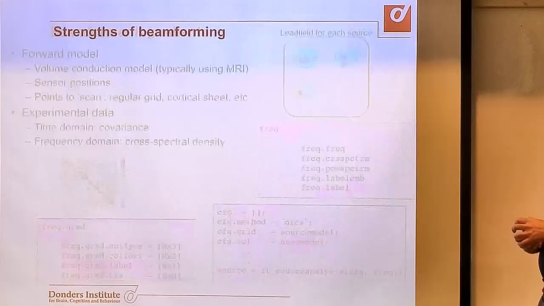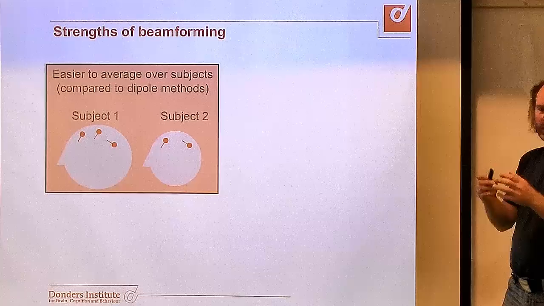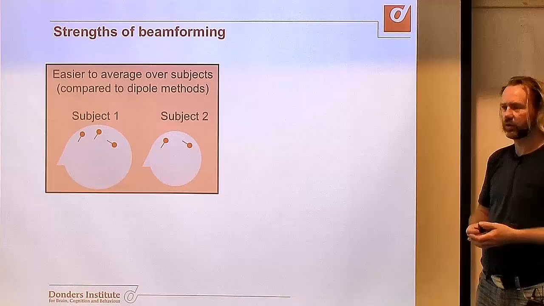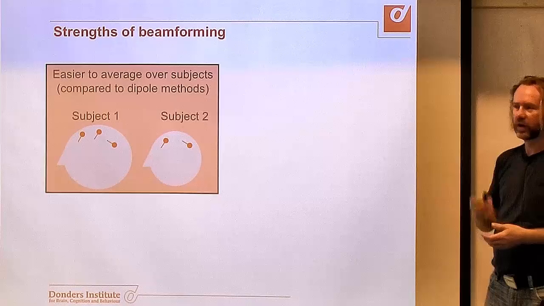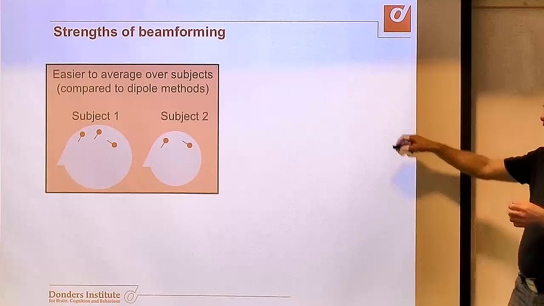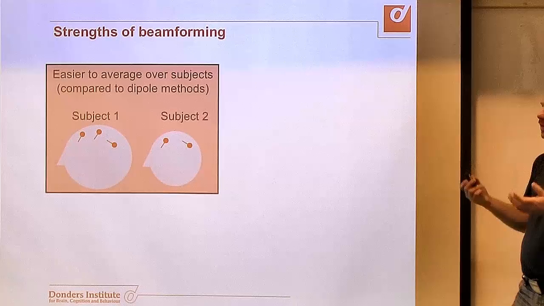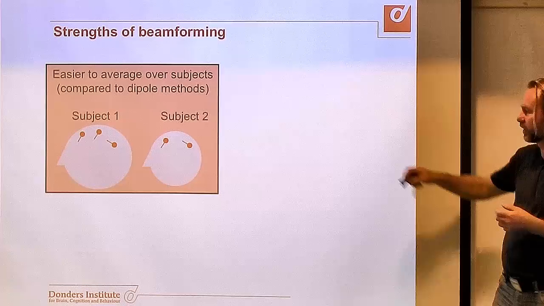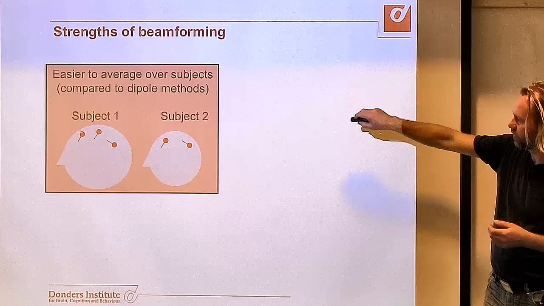The strength of a beamformer is that it's easy to average over subjects. What we're doing is scanning the whole brain, and we use a grid. Within every subject, we can use the same grid. So we can just consider the whole brain as a region of interest, and we just scan the whole brain. That means that if we have two subjects, and one subject has three sources that are active, and the second subject has two sources that are active, with dipole methods we would have a difficult time to figure out how to compare these sources. Is that the same one as this one? Or is this one the same as this one? This one seems to be consistent.